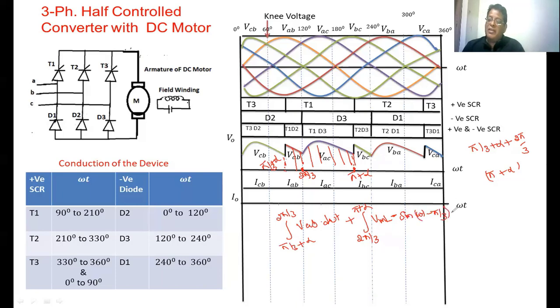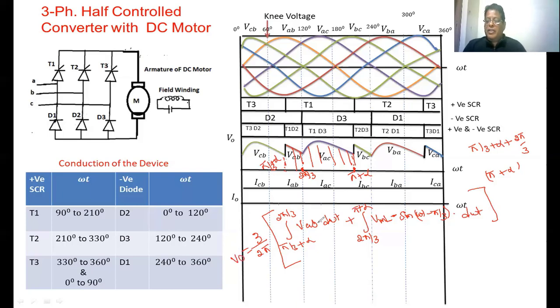This is the expression for the V_AC into d(omega t) whole, divided by 120 degrees, nothing but 2 pi by 3. So in the numerator you can find the 3, and in the denominator you can find the 2 pi. This is equal to V0. Now we have to complete this integration.